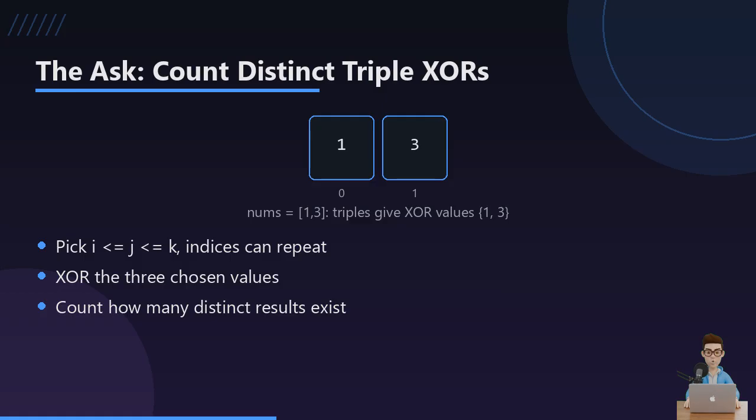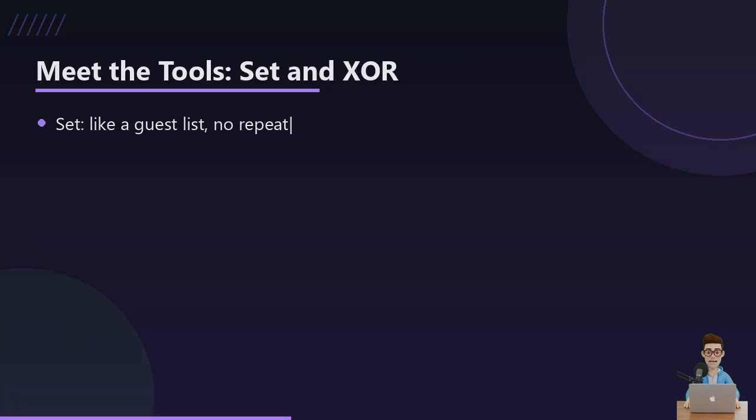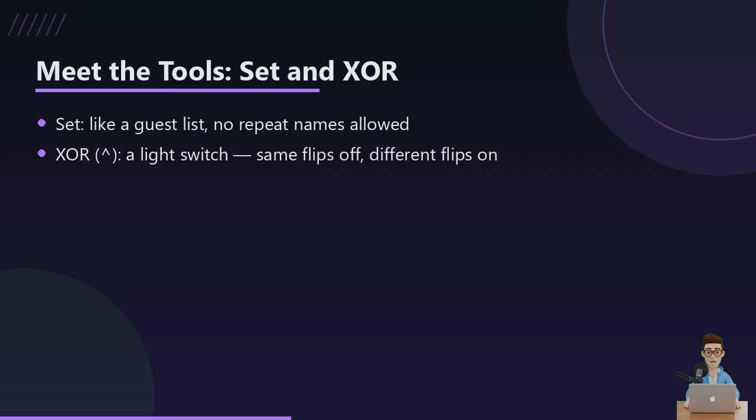We XOR those three values together, and we want to know how many different results are possible across every choice. Think of a set like a guest list at the door. If your name's already on it, you don't get added twice. XOR works like a light switch between two bits. Flip the same value against itself and it goes off. Flip a different value and it turns on. Those two ideas are all we need to build our answer.